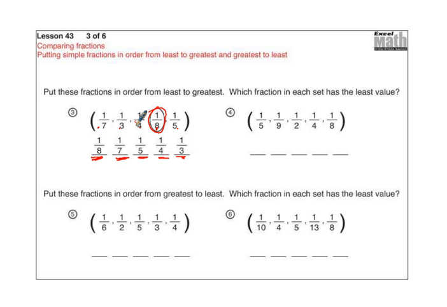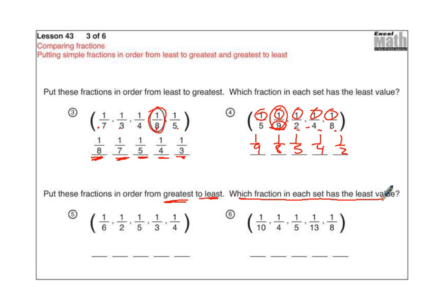Let's try number 4 together. We're going from least to greatest, and so we look actually for the largest denominator, right? 1/9 is going to be the smallest one. I'm going to circle that because that is the smallest. 1/8, 1/5, 1/4, and 1/2. All I'm doing is just following along with those denominators since the numerators are all the same. All right, pause the video and then do numbers 5 and 6, but notice that this is from greatest to least, and we still circle.